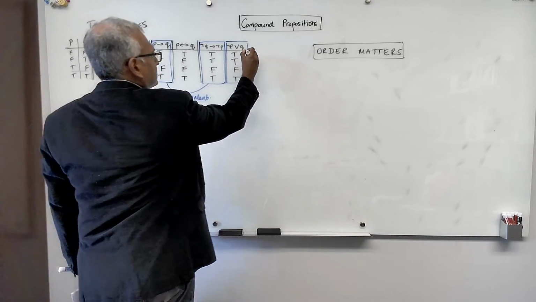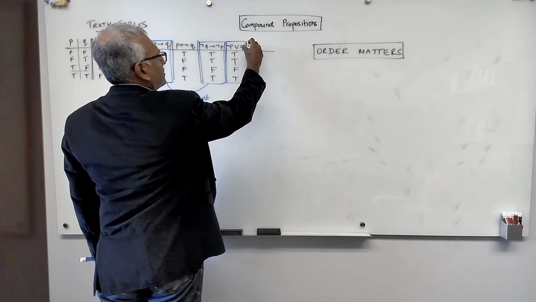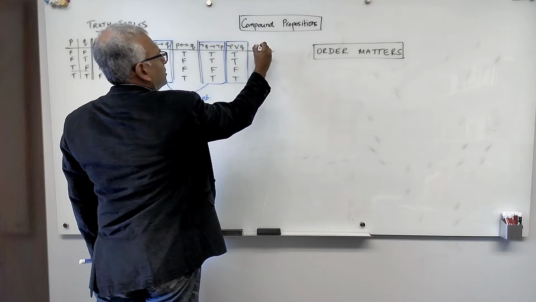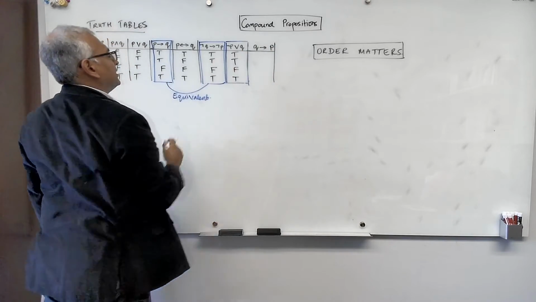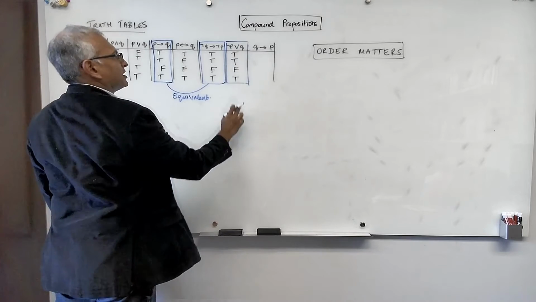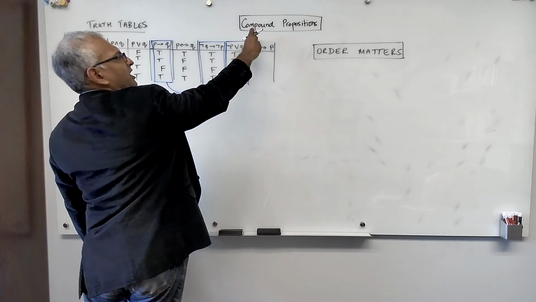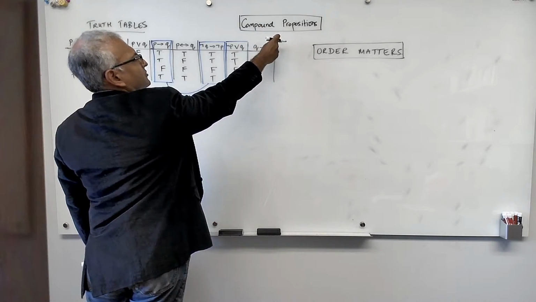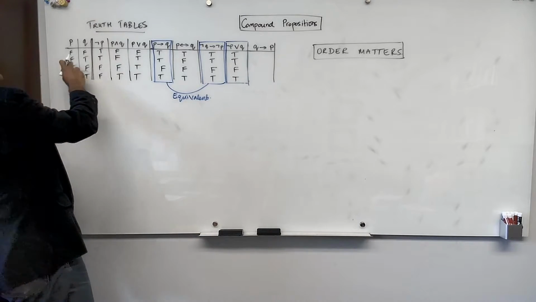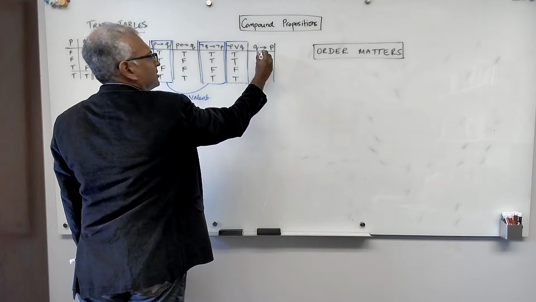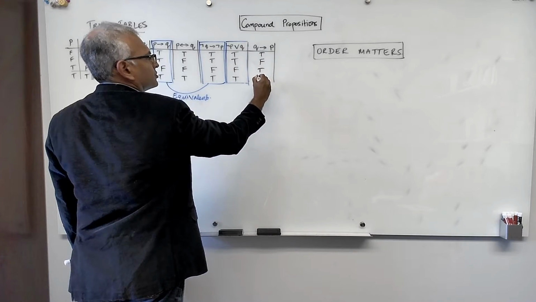Let's consider one more example, which is Q implies P. So P implies Q, Q implies P. Well, when is this false? It's false when the left-hand side is true and the right-hand side is false. So it's only in this row that it's false. It's true, it's true, it's true.